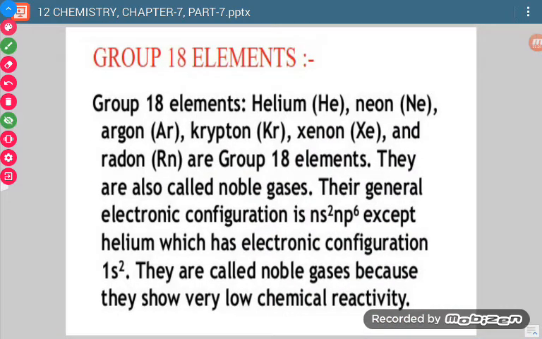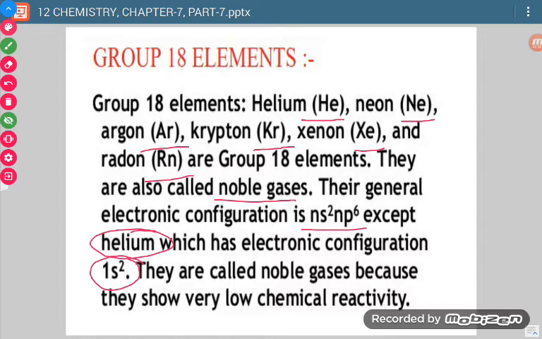First of all, group 18 elements are helium, neon, argon, krypton, xenon and radon. Okay, and they are also known as noble gases. If we talk about their general electronic configuration, then it is ns2np6. In case of helium, it is not there because it is the smallest one and there are only 2 electrons, so it has the electronic configuration of 1s2.